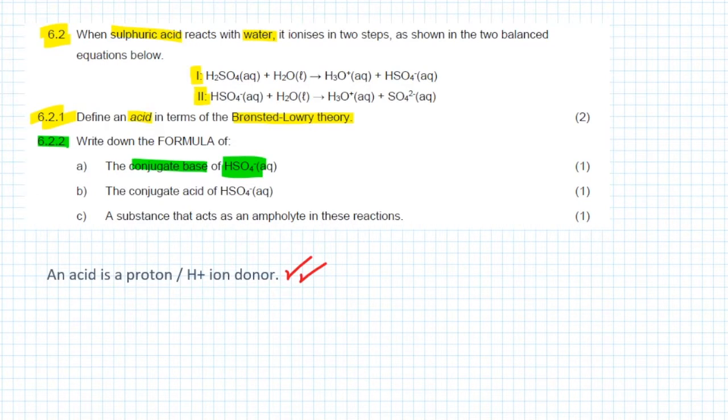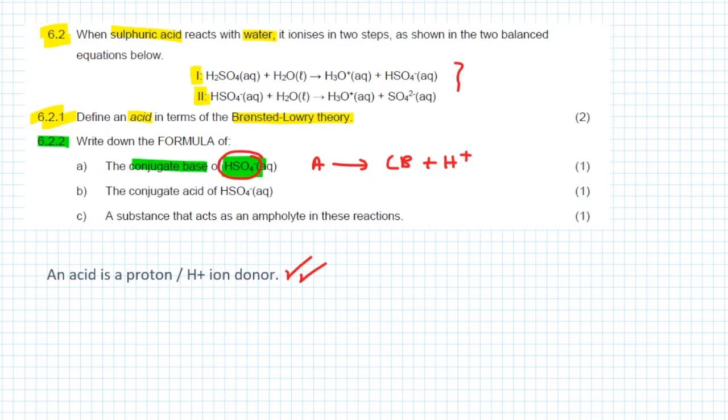Question 6.2.2 says, write down the formula of the conjugate base of HSO4-. The conjugate base of an acid is formed when the acid donates a proton. So remember, an acid donates a proton to form the conjugate base and the proton. Okay, so if we're looking for the conjugate base of HSO4-, then we're going to take HSO4- and we're going to take away an H.